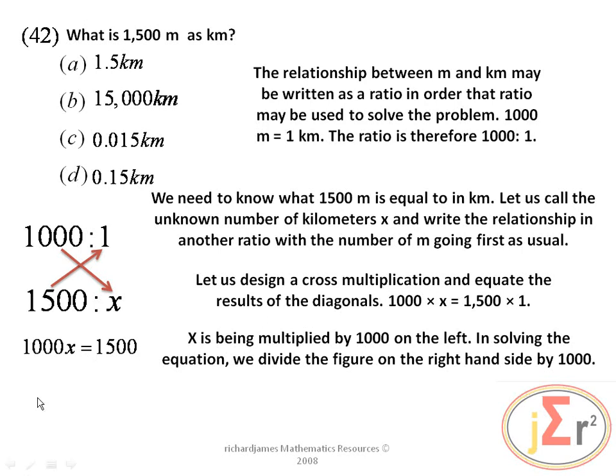Now we are going to solve this equation by transposing this 1,000 that we have here to the other side, in order that we might get x all by itself on the left hand side. By so doing, we are going to do the opposite of the operation that we have here. The operation here, 1000x, means 1000 multiplied by x. Therefore, in order to transpose this to the right hand side, we will do the opposite of multiplication, which is division. So we will divide the right hand side, which is 1500, by 1000.